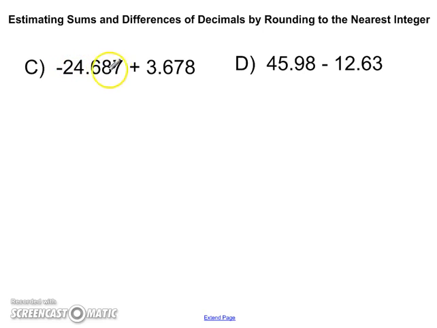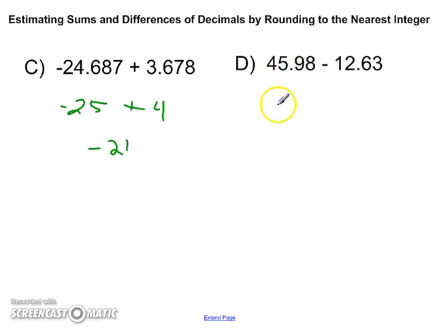Okay? Negative 24 and 687 thousandths. Well, that is basically a negative 25. Again, in this case, I'm rounding to the nearest whole. 3 and 678 thousandths. Well, that is 4, or at least rounded to 4. So negative 25 and 4 is negative 21. Remember, using my rules, positive and a negative here, I have to subtract their values and go with the sign of the larger absolute value, which in this case is the 25. So if my solution to this here was around negative 21, I have at least a reasonable answer.